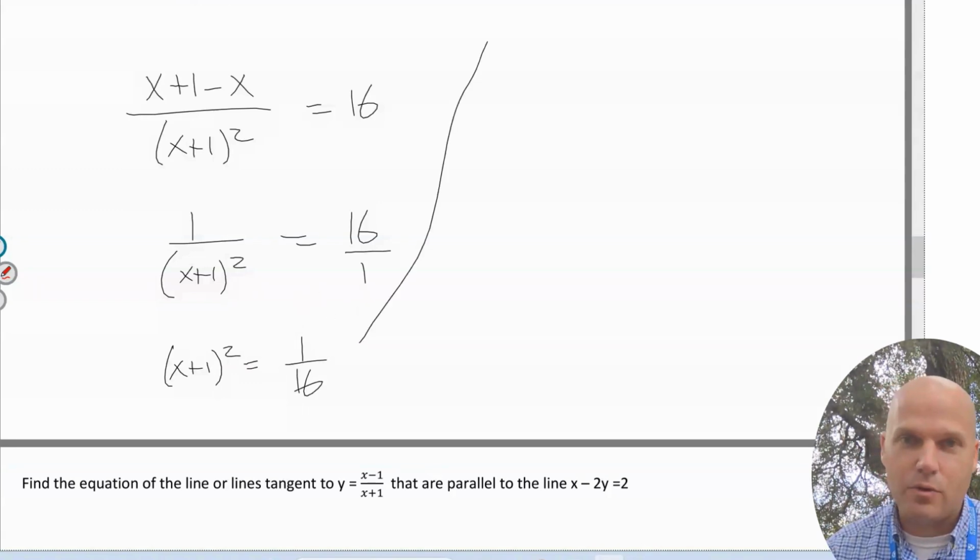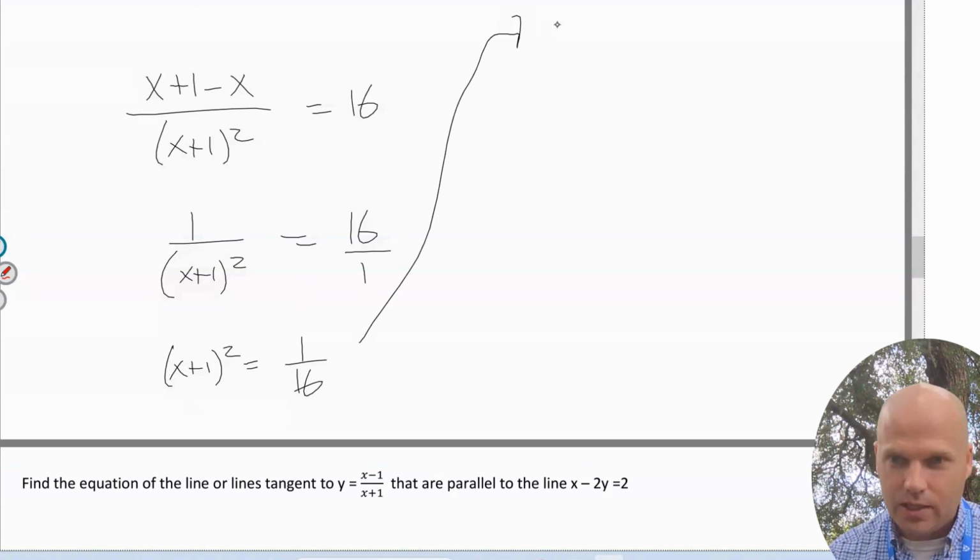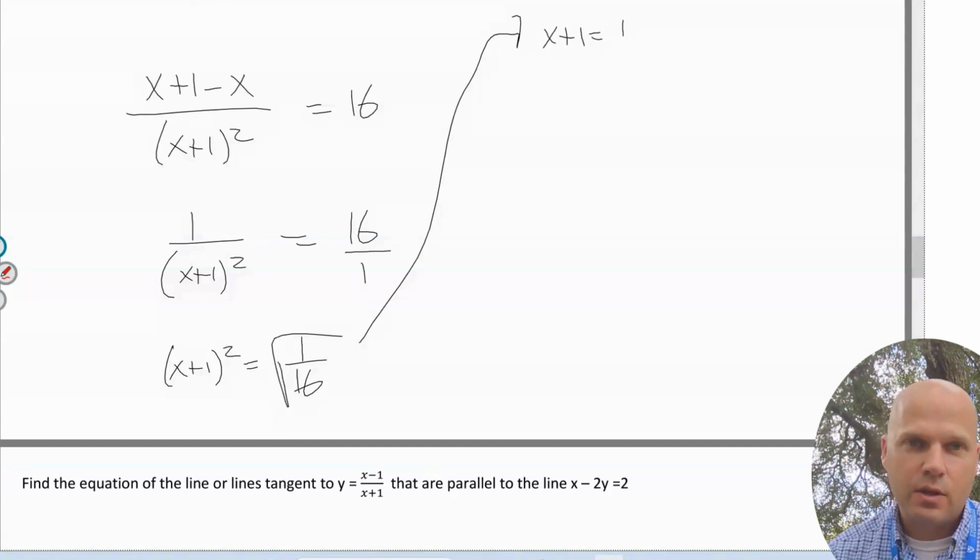Now, we square root that. This is probably better than if we square and subtract a 16th and try to factor that, because we'll get x plus 1 equals, what's the square root of 1/16? It's going to be 1/4. Since we are using a square root to solve an equation, I get plus or minus a fourth.